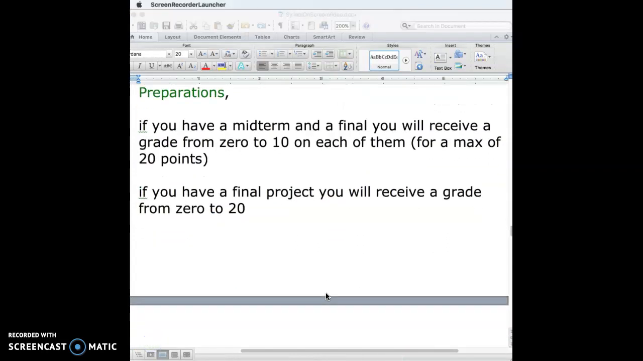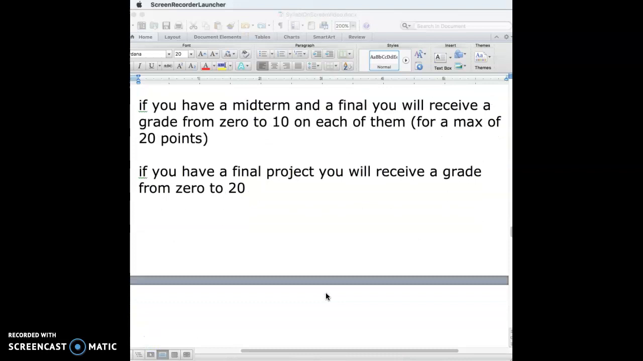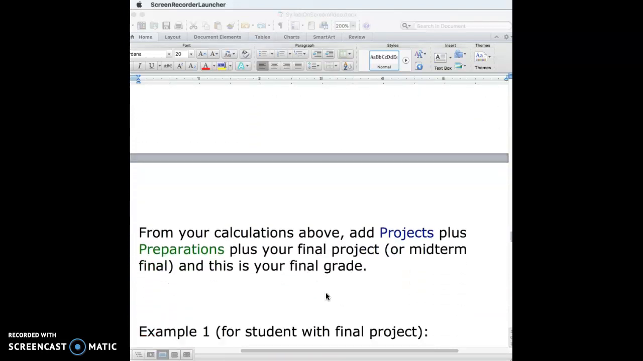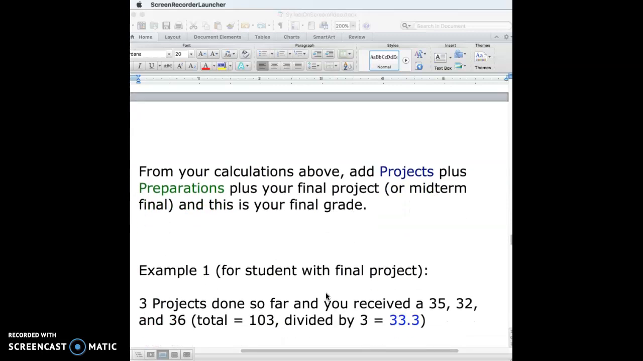So I'll just run through this real quick so that you can see an example here of what's actually going on in the learning management system.